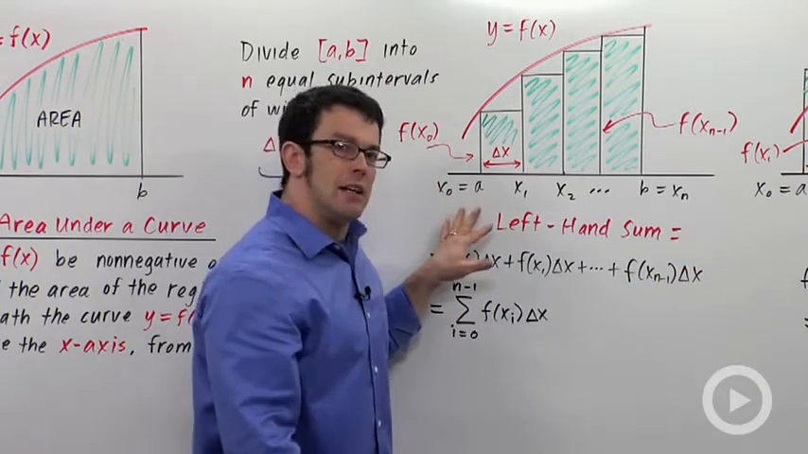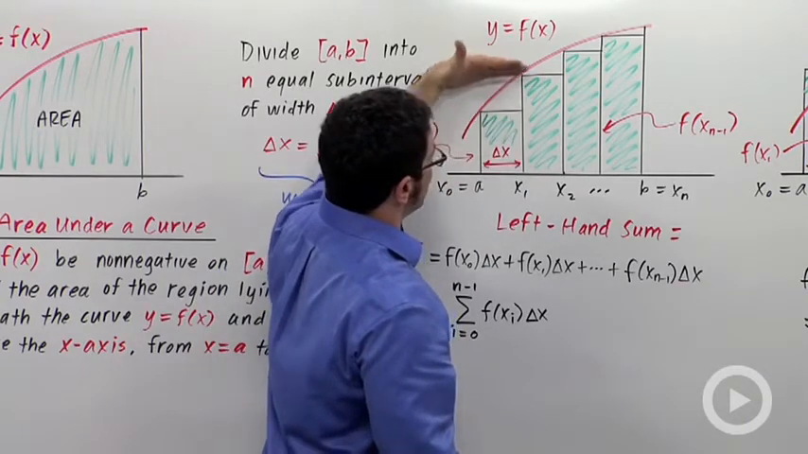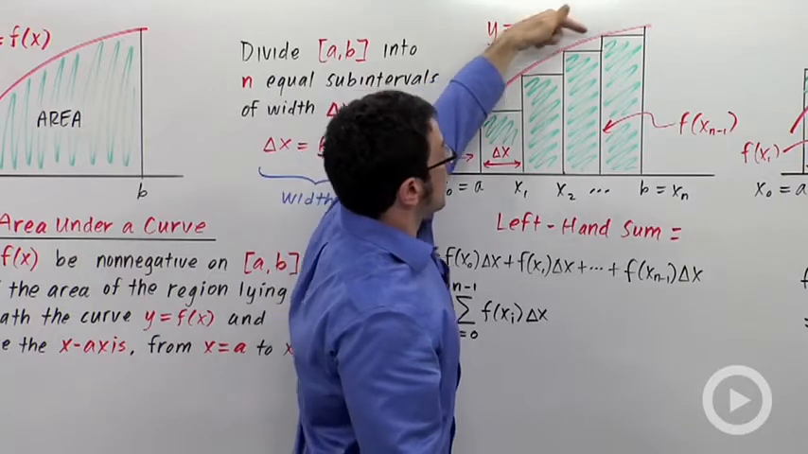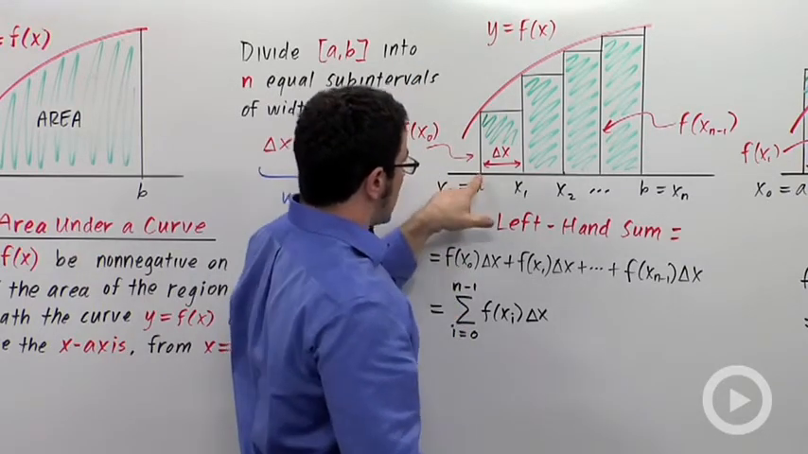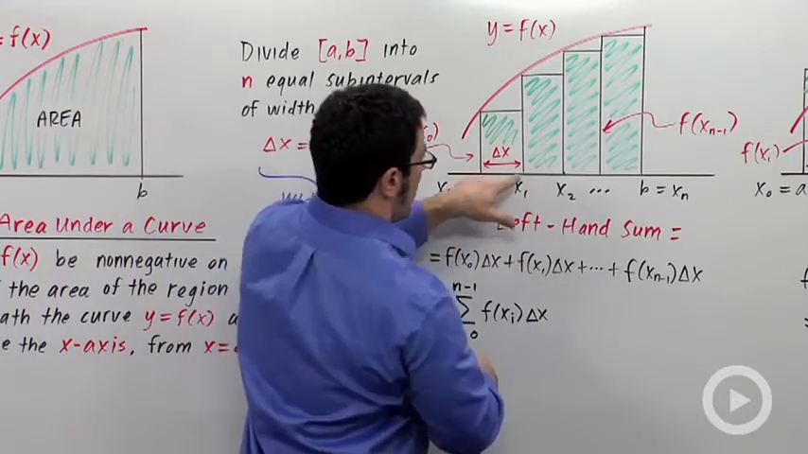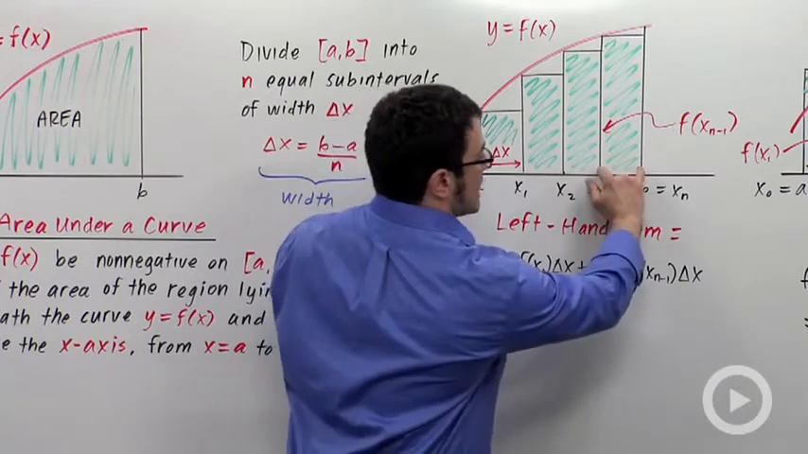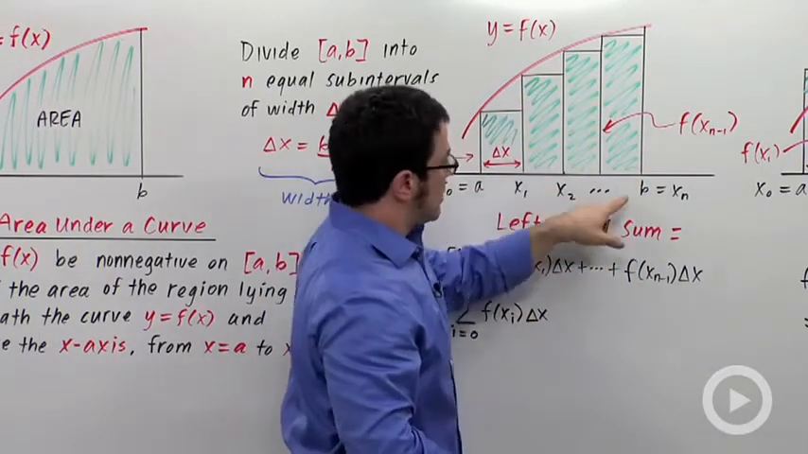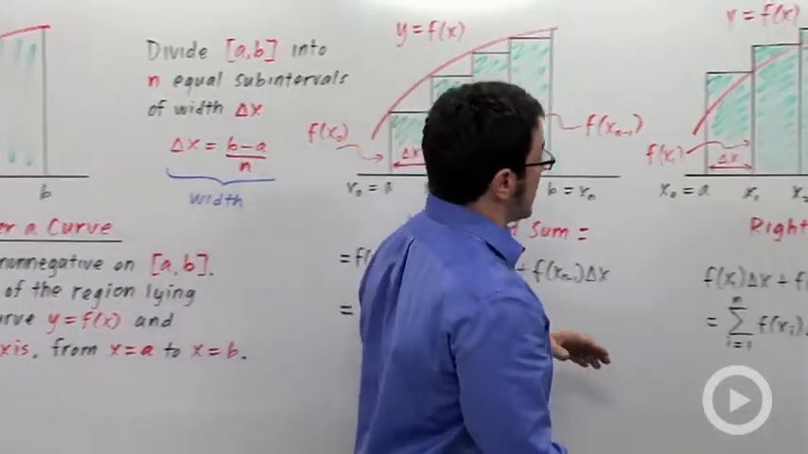Now why left-hand sum? Each of these rectangles rises up and touches my curve on the upper left corner. So it's called a left-hand sum because of that. And that's why we use these left-hand points, x0 for the first subinterval, x1 for the second subinterval, x2 for the third, and for the last one we use f of x sub n minus 1. All right, that's a left-hand sum, and of course it stands to reason that there's also a right-hand sum.